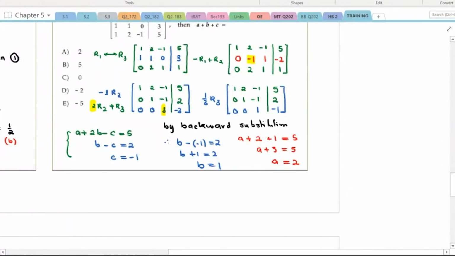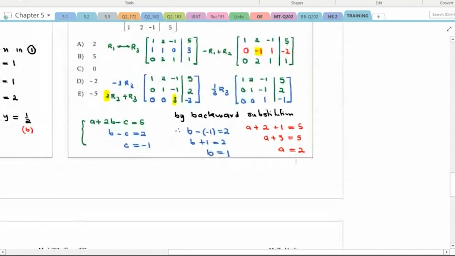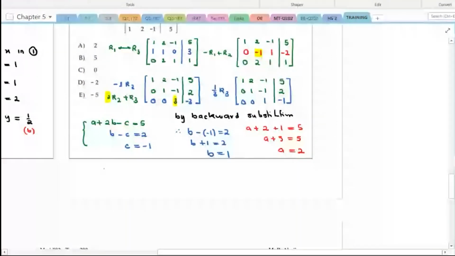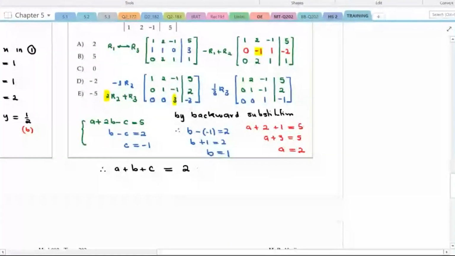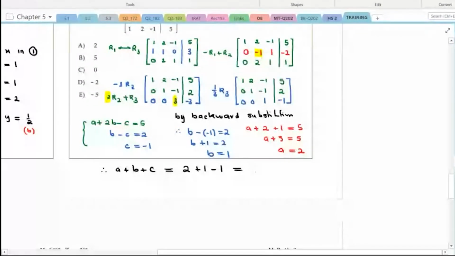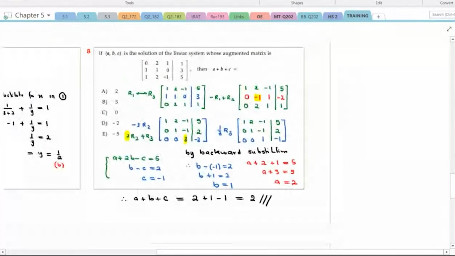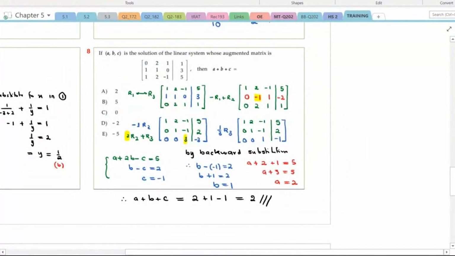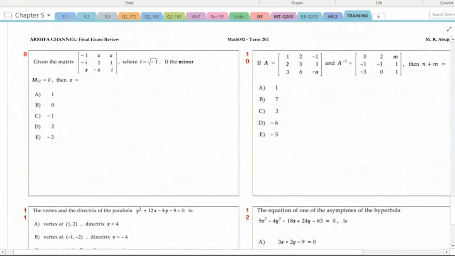So gentlemen, now we have a, b, and c. What does the question say? The question says we should find a plus b plus c, and the result will be equal to 2 plus 1 minus 1, which is going to be equal to 2 as our answer. Questions, please. So remember, in this system, we can use Gauss-Jordan or Gaussian elimination, which we use to get the same answer. Now, let us proceed, gentlemen.